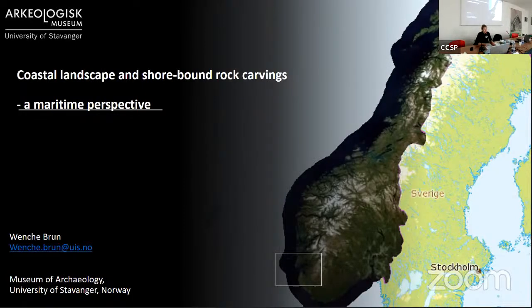But my focus will be more local, as I look at a cluster of open-air rock art sites in West Norway, in this area, where both motifs and location emphasize the narrative. I will use a landscape/seascape analysis in order to discuss the placement and the use of the sites.